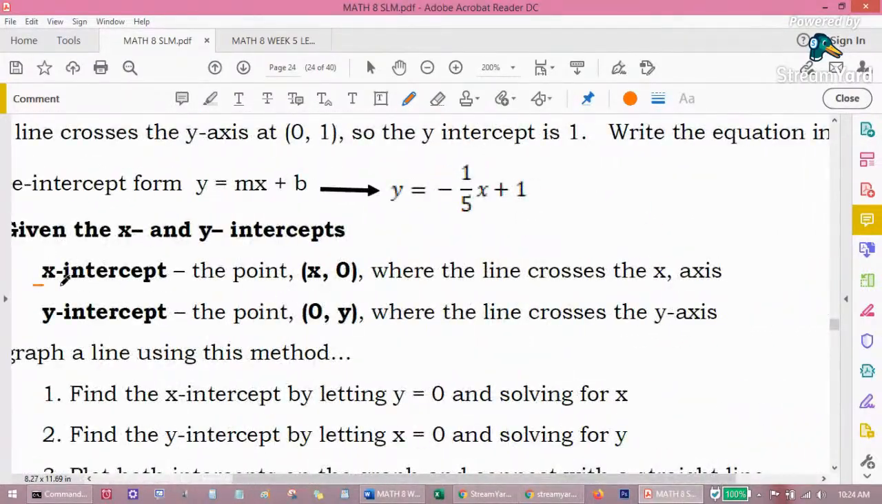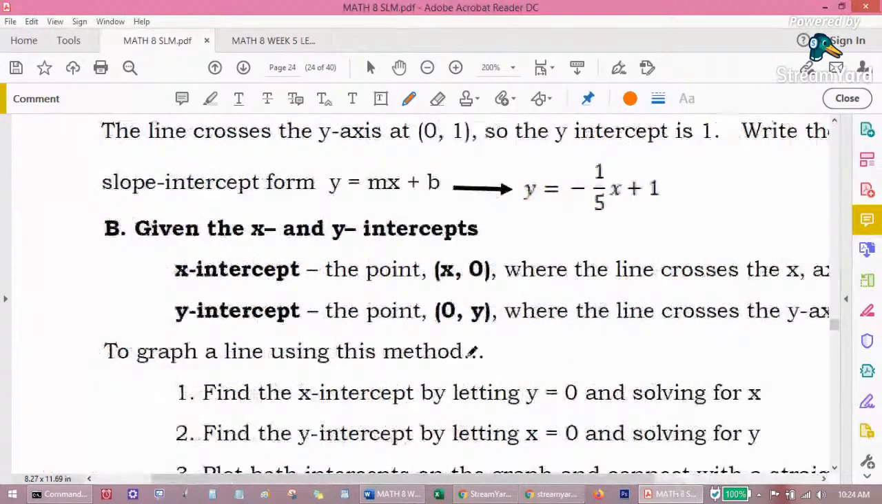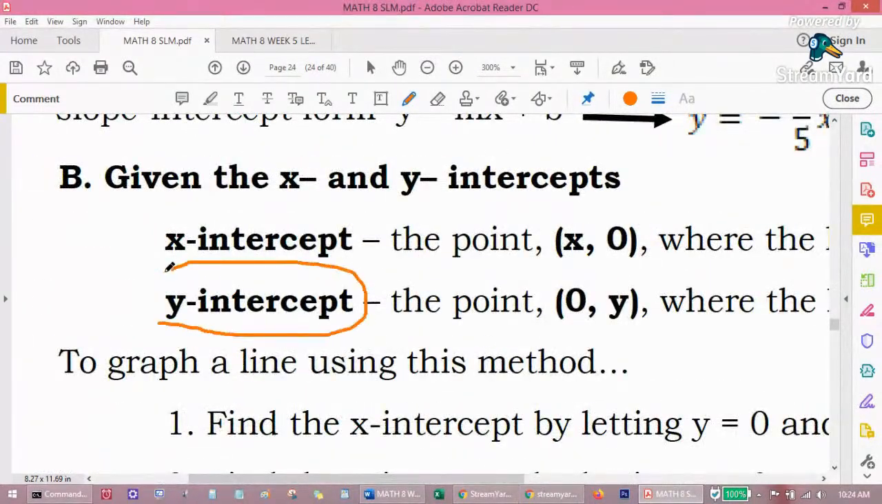Kasi x-intercept, sila yung mga line, sila yung mga nagko-cross sa x-axis. Yung y-intercept naman, okay, merong y dito, pwedeng positive, pwedeng negative. Ganun din yung x dito, pwedeng positive number, pwedeng negative number. At laging 0 ang x niya. Laging 0 ang x niya. Okay?